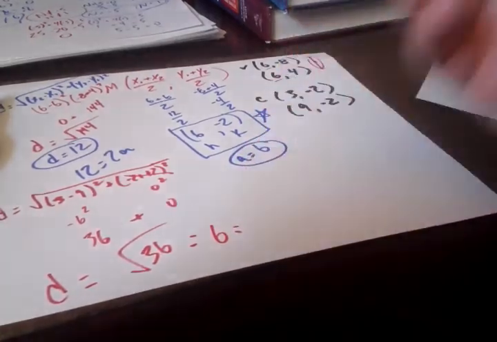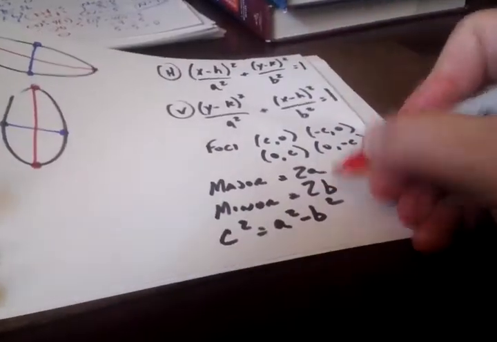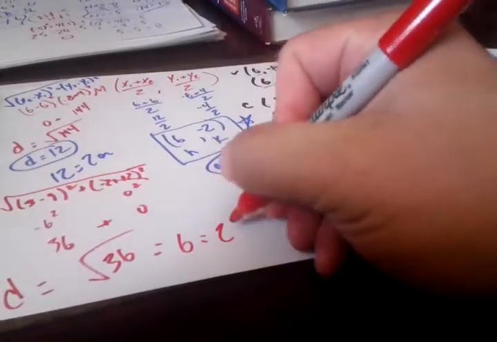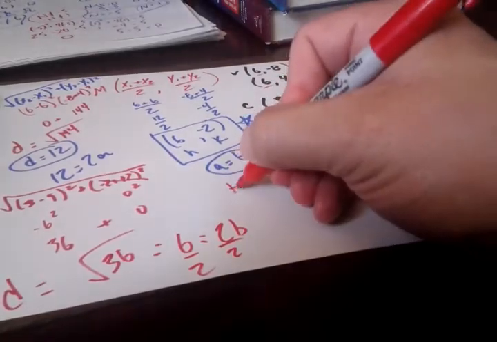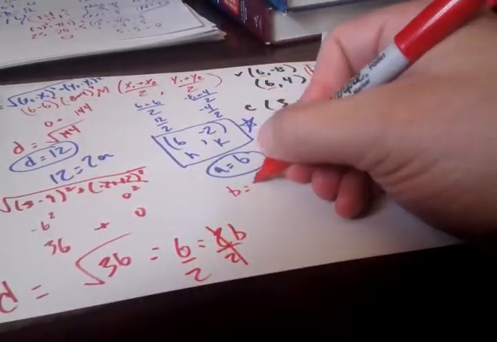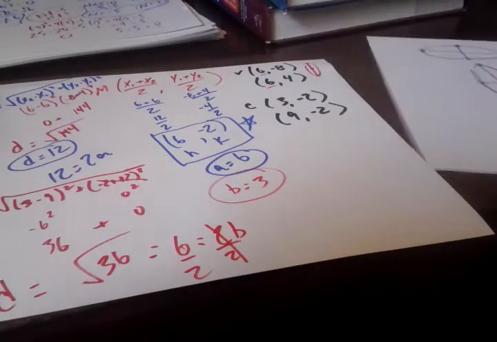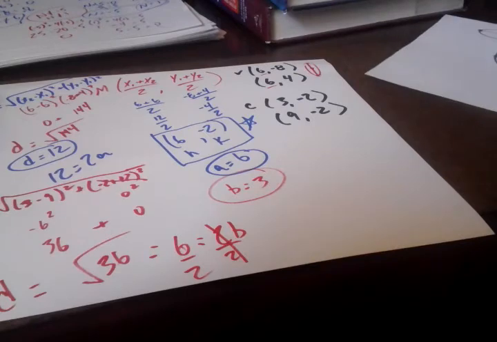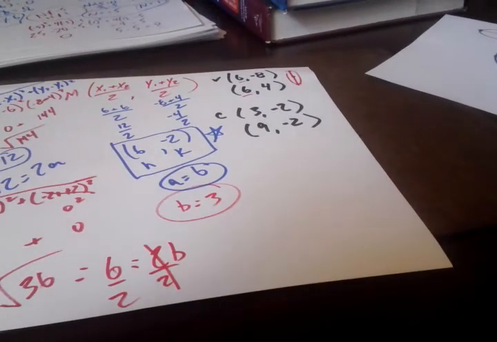And we will set that equal now. Minor axis, remember, is equal to 2b. So we say 6 equals 2b. We divide by 2, and b will then equal 6 divided by 2, which is 3. Okay, lots of things happening here. I know I went very quick, but we're going to plug our h and k and our a and b into our formula.